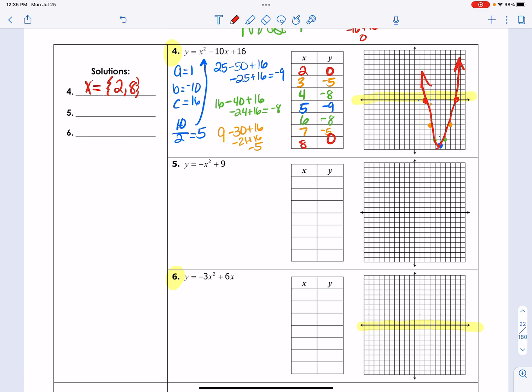So when I do this one, my A is a negative 3, my B is 6, and my C is 0. So I'm doing a negative B over 2A. So my axis of symmetry is 1. When I put that in there, remember, you're doing 1 squared first, and then you're timesing it by a -3. And so that's a -3 plus 6, so that's 3. So I have a point at 1, 3.